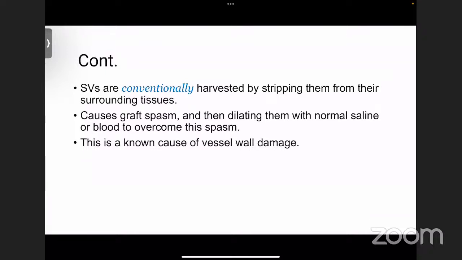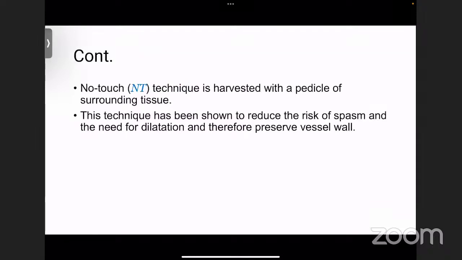And so continuing, the conventionally harvested vein was obviously stripped from the surrounding tissue. This is the conventional one. And that causes spasms, it causes dilation, and then you have to dilate with normal saline. Well, we all know how we deal with the saphenous and how we harvest it. It's obviously more rough. These were all open, so open conventional. And these all cause vessel wall damage, stuff like that.